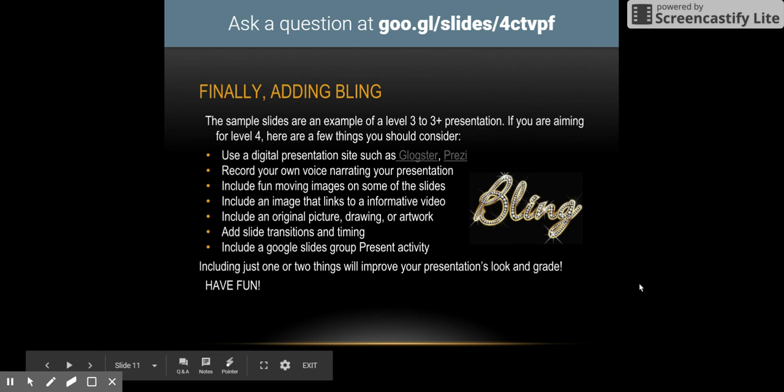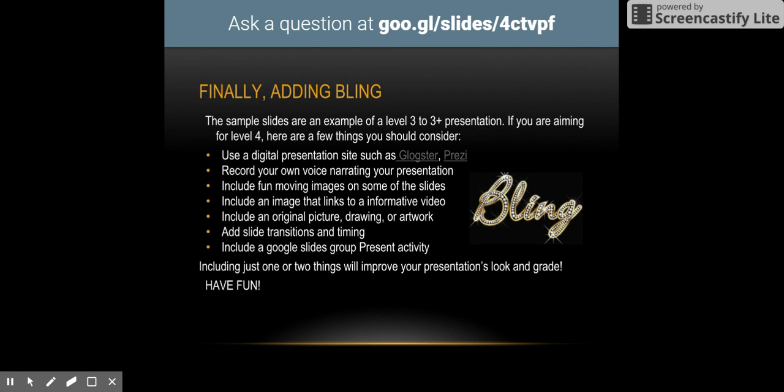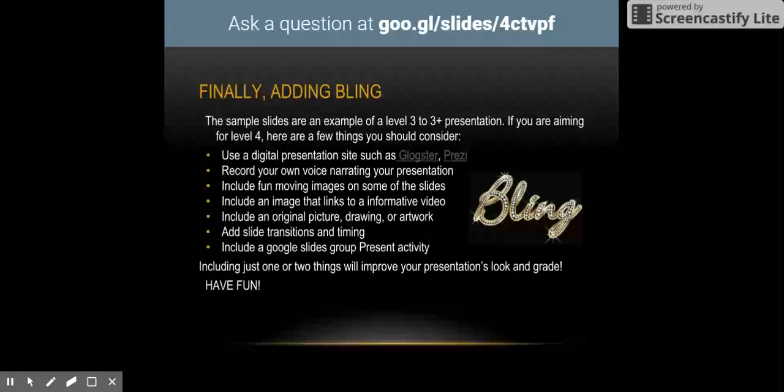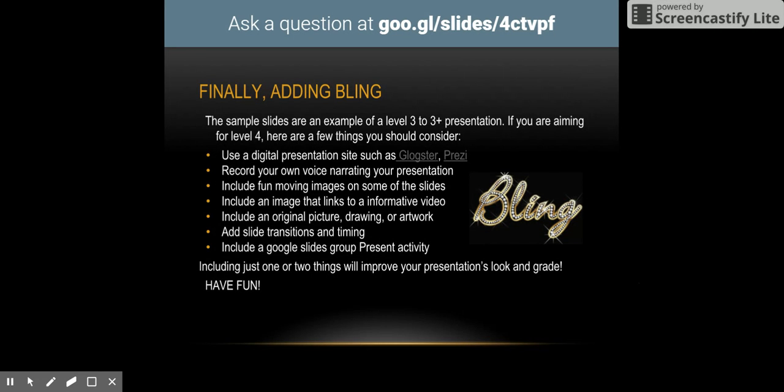Finally, adding the bling. The slides in this presentation I've created are around a level 3 to 3 plus. If you're aiming for level 4, there are a few things you should consider including. Use a digital presentation site such as Glogster. Here's a link to it. When you get to this site, you will need an education code. I will give you the code if you choose to use a Glogster poster.